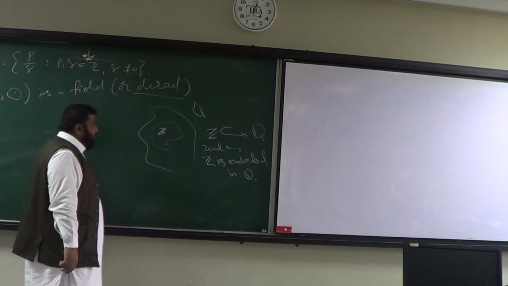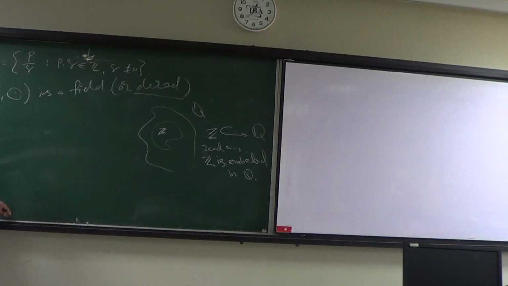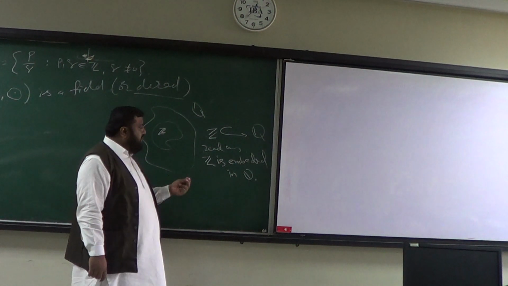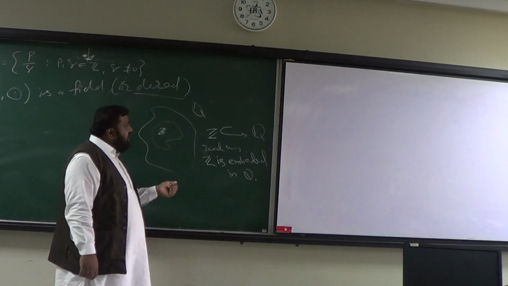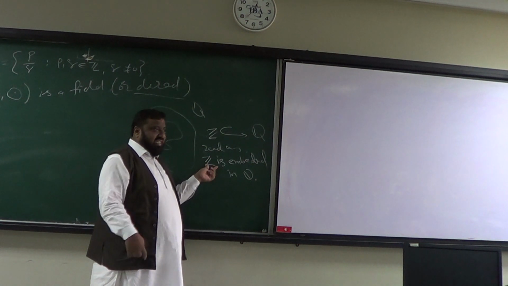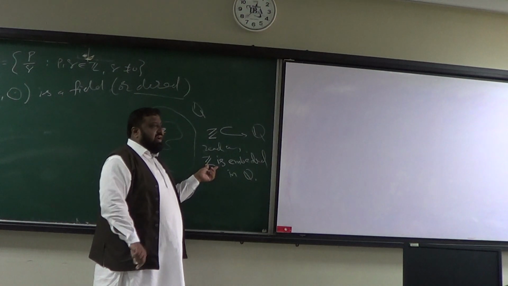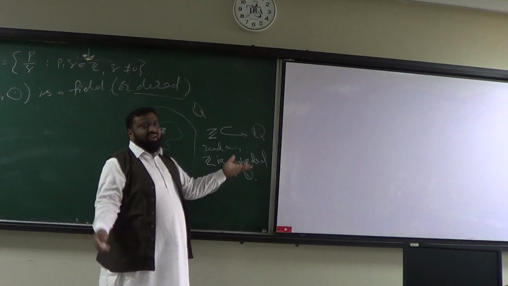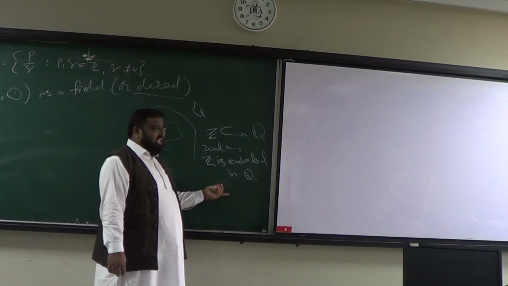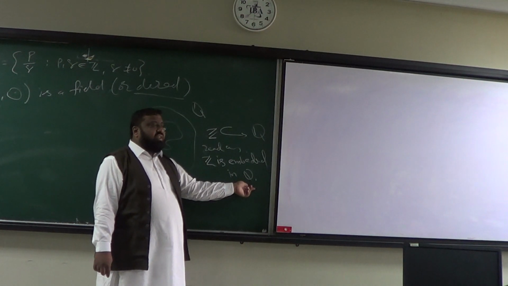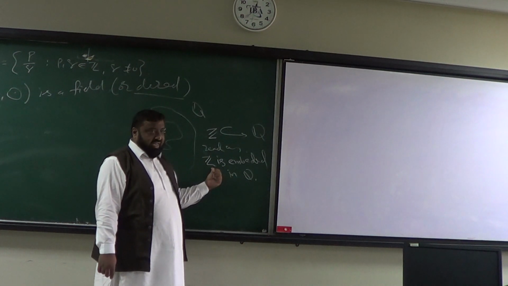So how are you going to recognize it? Whenever you have to show that something is embedded in Q, you have to show two things. Number one, that you have a 1-1 map, not a bijection. Why? Because if you have a bijection, this means that Z and Q are equivalent somehow, which is not the case. Obviously, there are rational numbers which do not correspond to any number in Z.